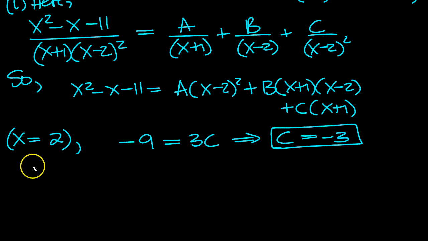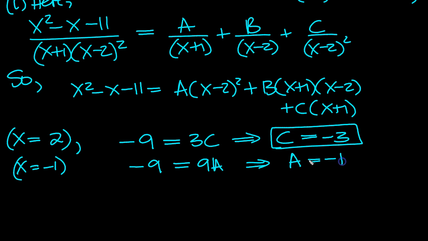Next convenient value would be x is minus 1, simply because this goes to 0 and so does this, and we're just left to find a. Minus 1 squared is 1, take away minus 1 is 2, minus 11, that's also minus 9 then, isn't it? That equals, put minus 1 in here and here, both go to 0, and minus 1 minus 2 is minus 3, squared is 9, so it's 9a. So that tells us a equals minus 1, isn't it?